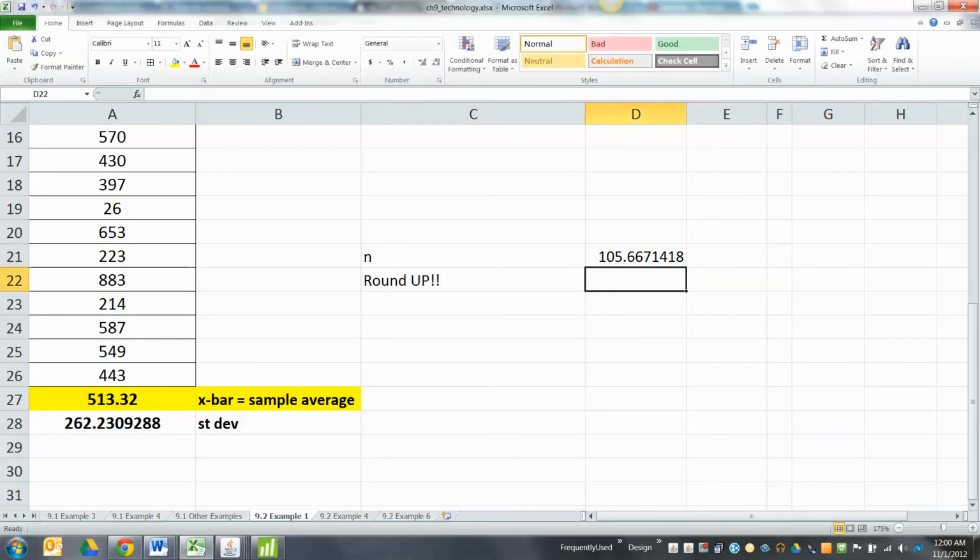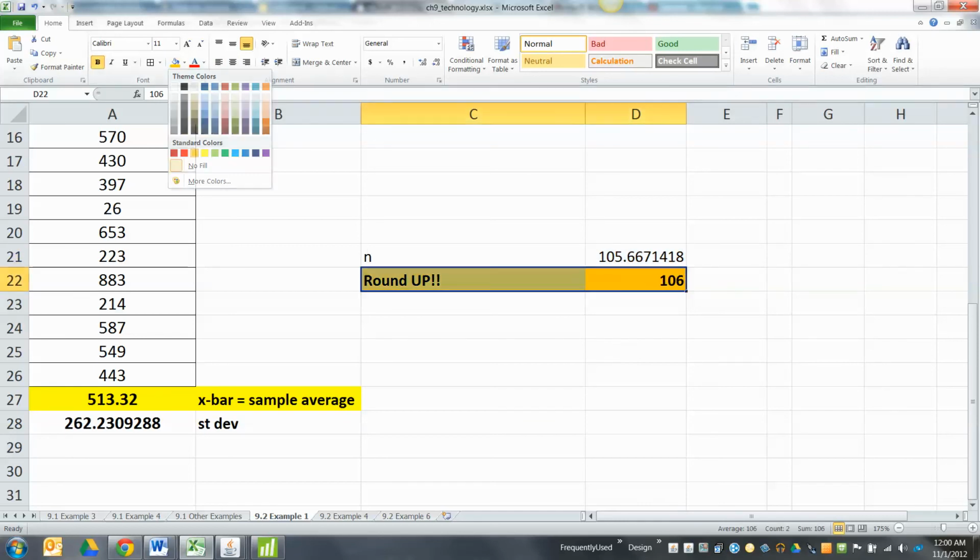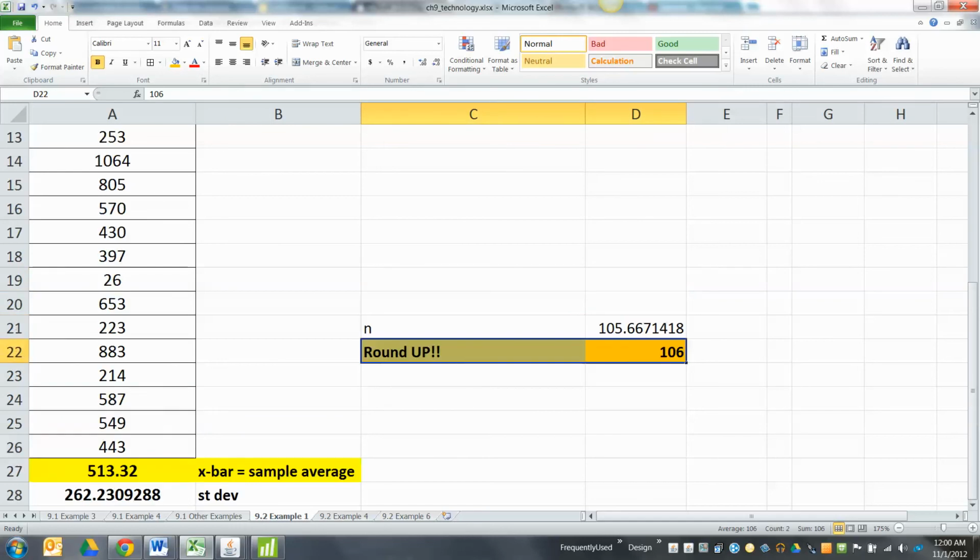Always round up, because you can't get 0.667 of a pickpocket. It's either they pickpocketed or they didn't. So we must round up to 106. Now, you really didn't need Excel to do this. I was just using Excel to be a glorified calculator here. You could just as easily do it with a calculator. But for the sake of your technology assignment, throw it in there and save that page.